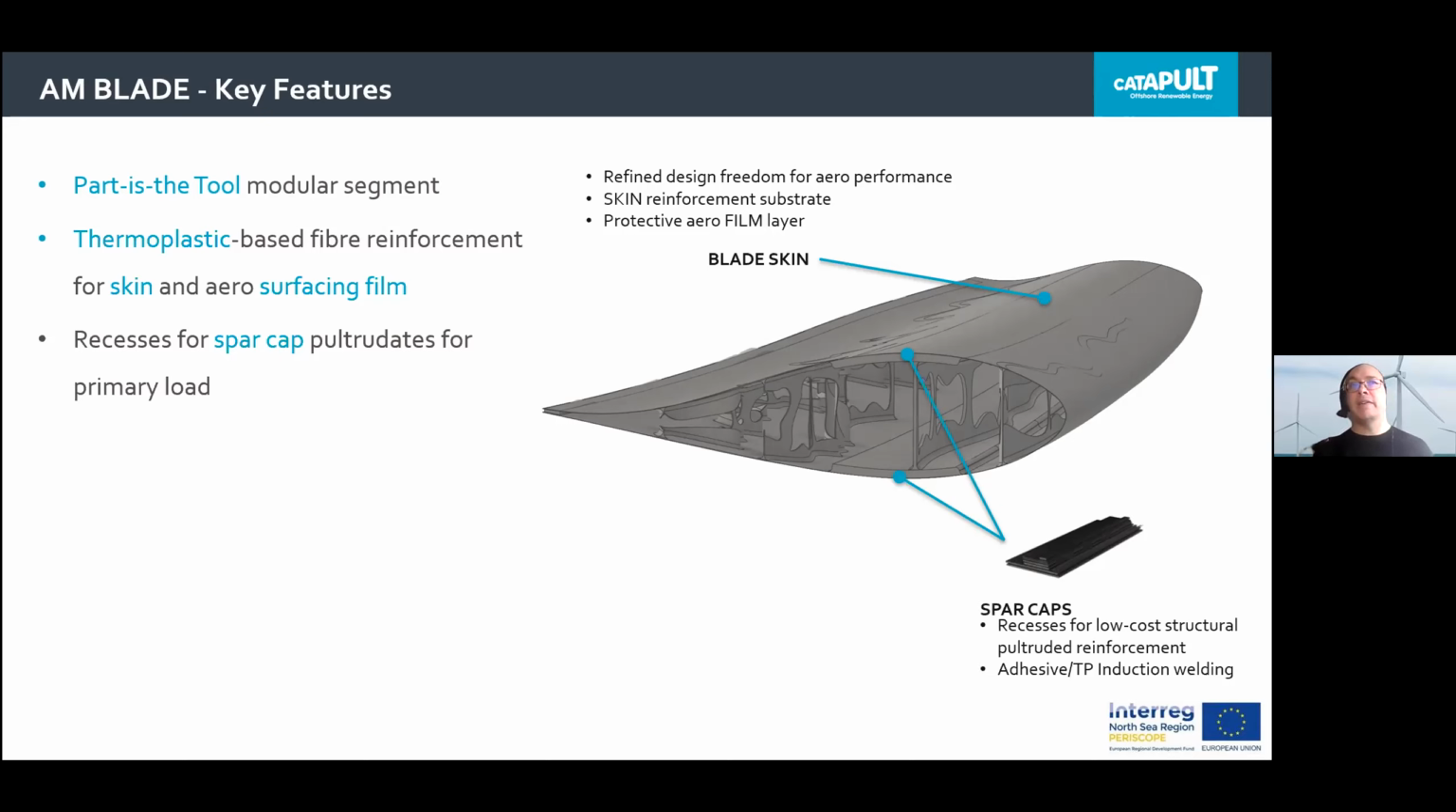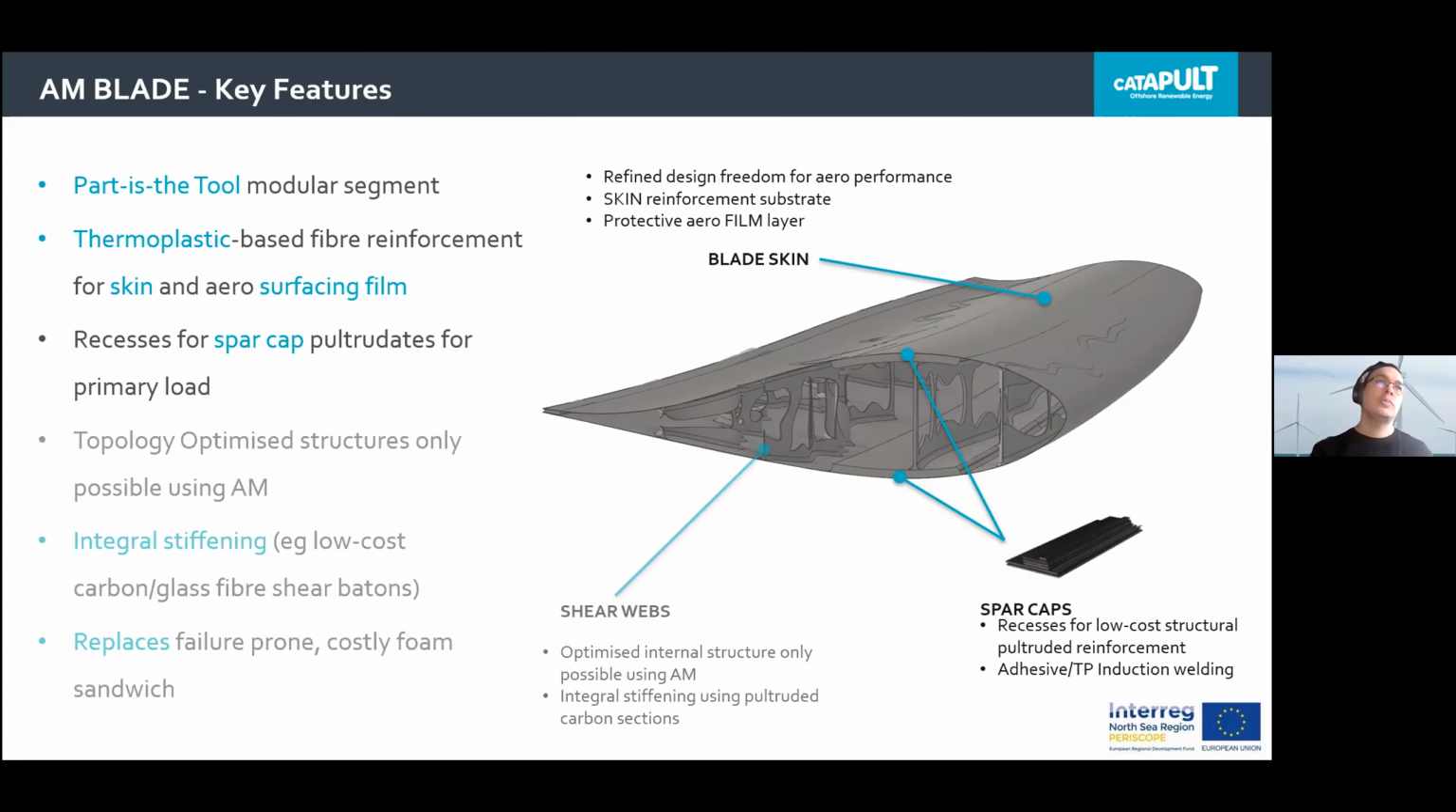Recesses take the primary load paths provided by the spar caps, so effectively internal channels or recesses through which they can be fitted. And essentially those shear carrying members between the spar caps can be topology optimized using additive manufacture to produce shear webs, which may be locally integrally reinforced by secondary members such as the spar caps could be.